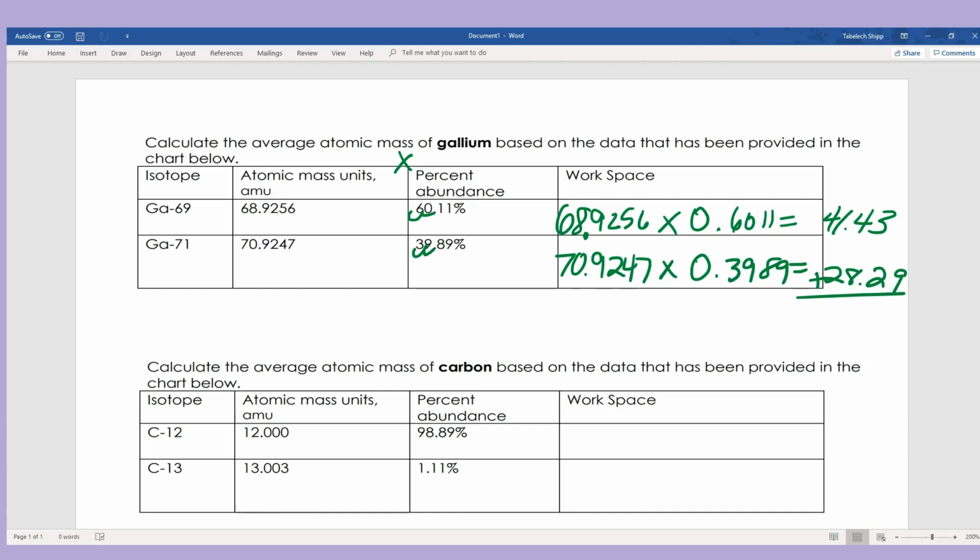Now I'm going to add these two together. So 41.43 plus 28.29 gives me 69.72 atomic mass units. And if you look at your periodic table for gallium, that is going to give you the exact number on that chart, okay? And that's how you know if you're doing the problem correctly. Let's look at the next example, where you have carbon 12 and carbon 13.